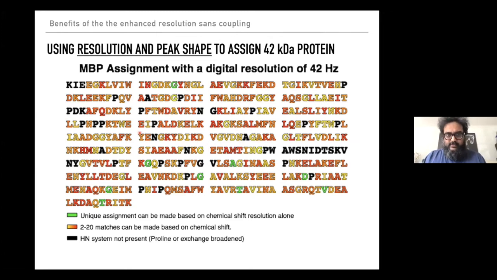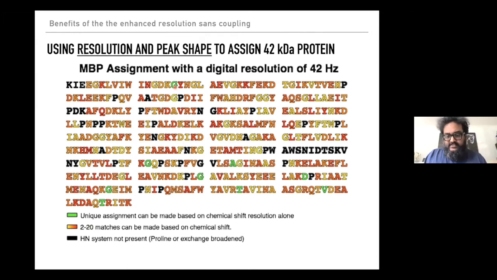Now, here is a primary sequence of MBP, and we have color-coded each of the amino acids by the number of matches it would have in an HNCA spectrum. Essentially, if I'm sitting on the HNCA, looking for my C alpha minus 1, I count the number of matches that you would have. Now, if you take an HNCA where the resolution in the carbon dimension is about 42 hertz, you can see that most of the amino acids have closer to 15 to 20 matches. They're highly red. We are able to uniquely assign only very few amino acids.